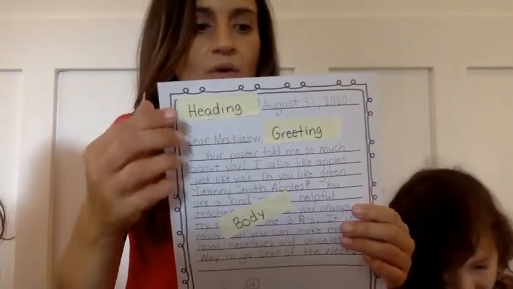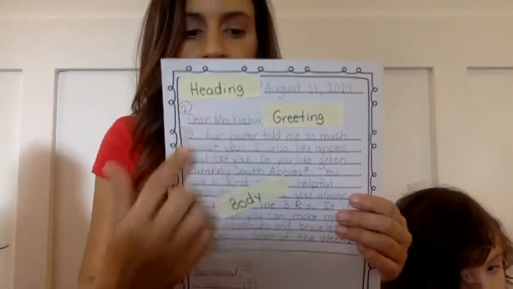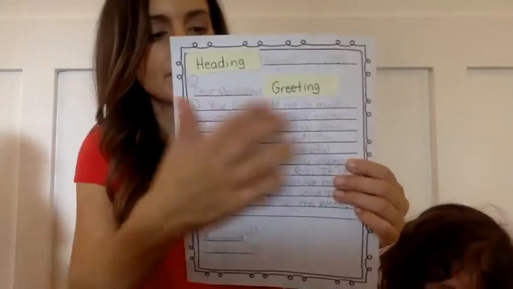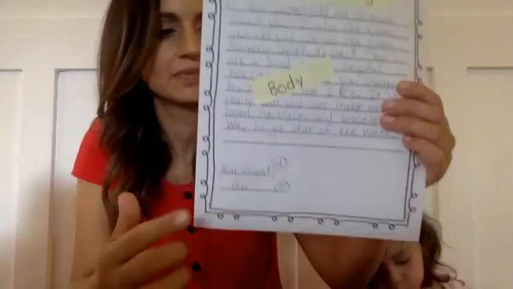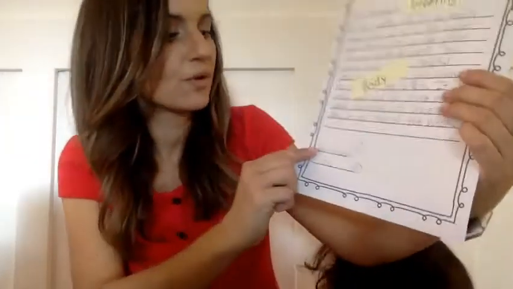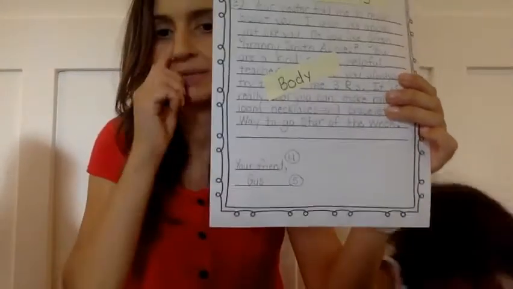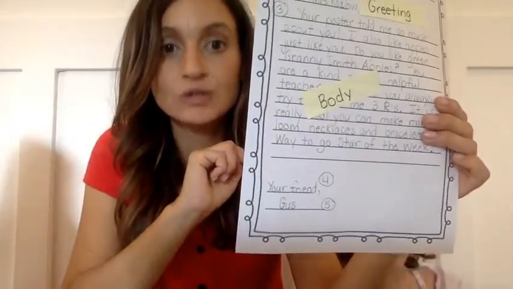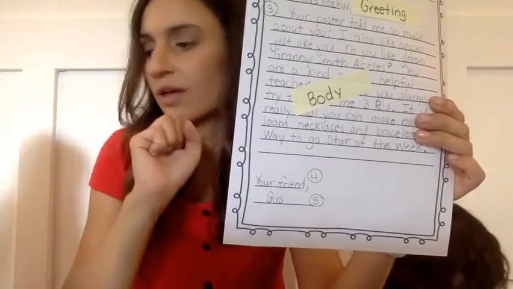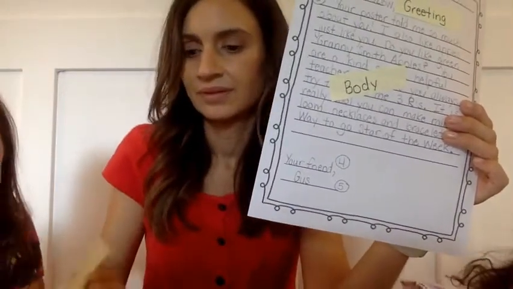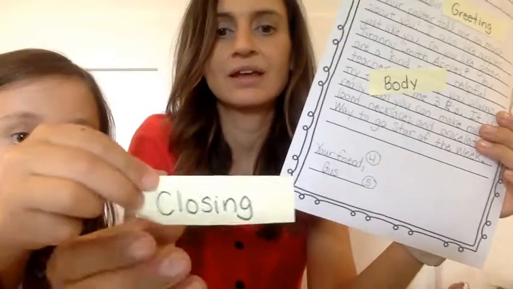Now, we did number 1, heading, the date. Number 2, greeting. Who's the letter to? Number 3, the body. All the writing that you want to say. And then down here, number 4, it says your friend. There are 2 little lines right here, 4 and 5. On number 4, it says your friend. That means the letter is coming to a close. It's ending. So we call that the closing. Very good. So number 4 is the closing. So I'm going to stick that here.